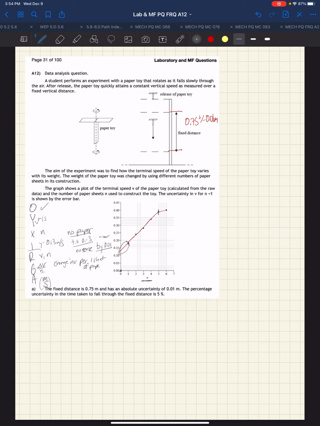Okay, so that's just the information we have with our origin-ized graph. Fixed distance 0.75, and we know that the delta t has a 5% uncertainty. And so that's just making sense of what's going on. As we increase the weight, the terminal velocity increases, and then it seems to steady out once we get past 5 sheets of paper.